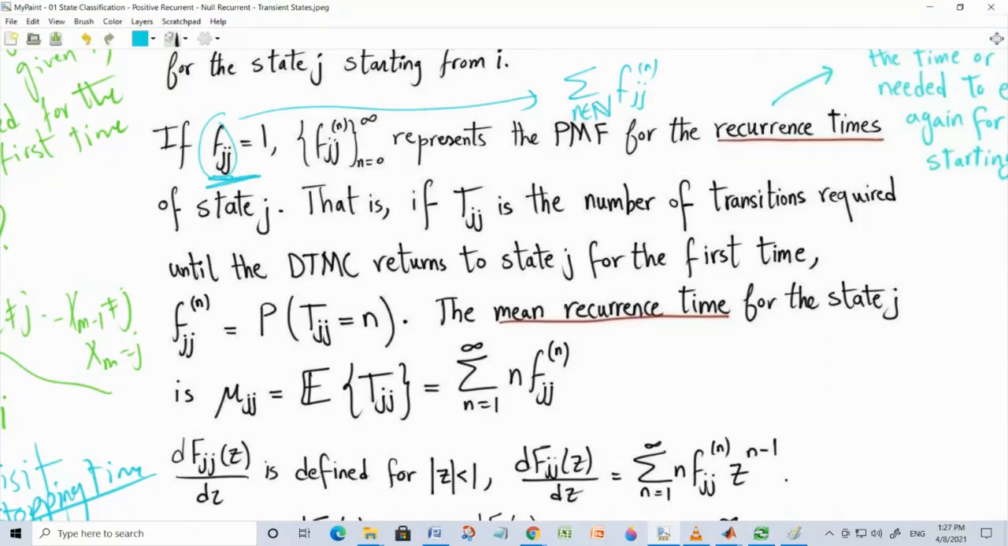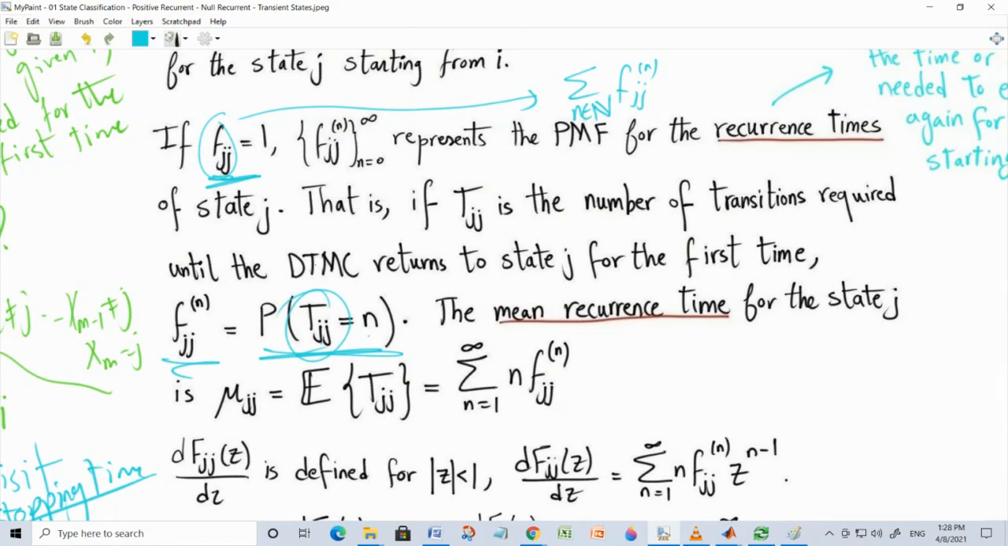Okay. And if this is 1, it means that if you start in state J, then sooner or later you will come back to J. And if TJJ is the number of transitions required until you go into J again for the first time, then again this is a proper random variable, and the probability that it is equal to n is exactly this FJJ of n, which is by definition the probability that you start in J and then you enter into J again for the first time after n steps.